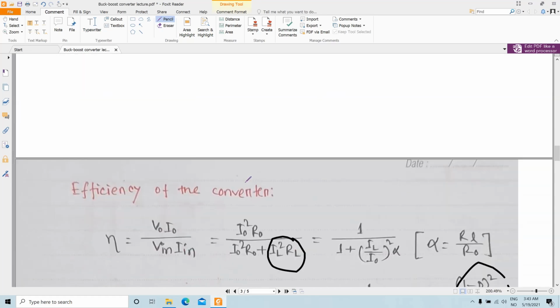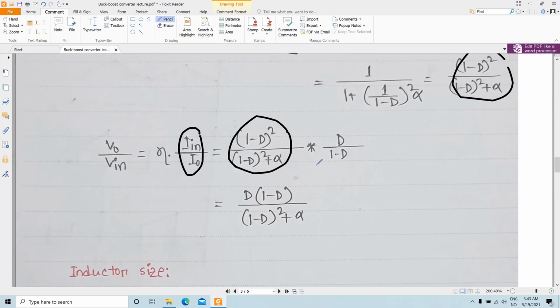Okay, so from that particular relation you have the gain in the form of duty cycle, which can be written as D multiplied by 1 minus D divided by (1 minus D) whole square plus alpha. Now if you plot these things as a function of D, that means as a function of duty cycle, you can of course do that in your MATLAB. You can plot the efficiency and the gain as a function of duty cycle.